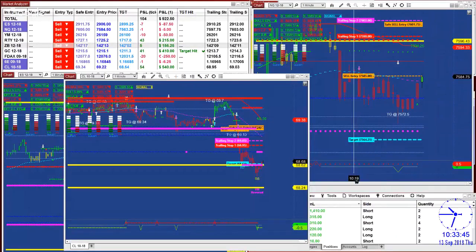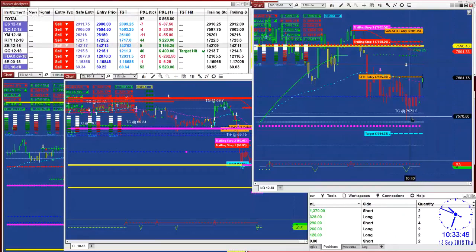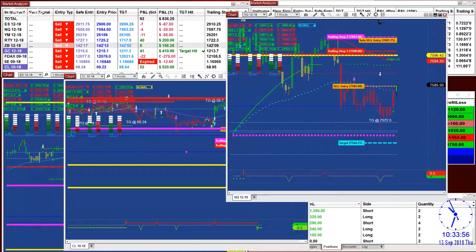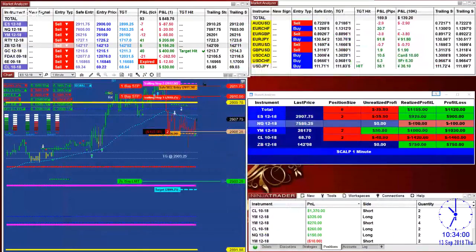Whoever followed us on the NASDAQ, I told you where to exit to the tick, and you have not missed any trade, not even one tick on the NASDAQ. You just sucked the juice out of that trade, and this is what it's supposed to be.